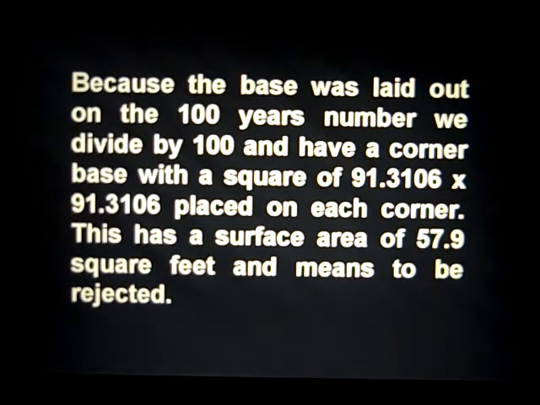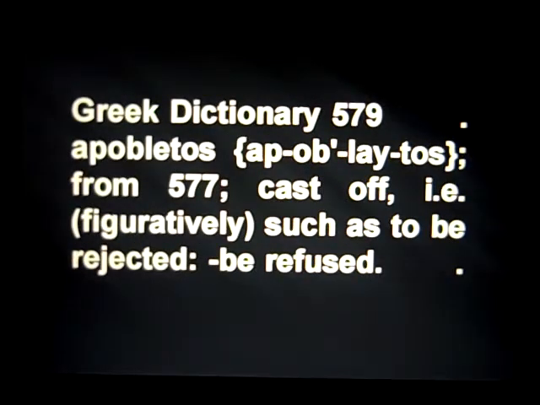Now, because the base was laid out on the 100 years number, when we divide it by 100, we have a cornerstone base with a square of 91.3106 pyramid inches. So that squared gives a surface area of 57.9 square feet, and that, as we showed before, means to be rejected in Greek. There it is, to be refused.